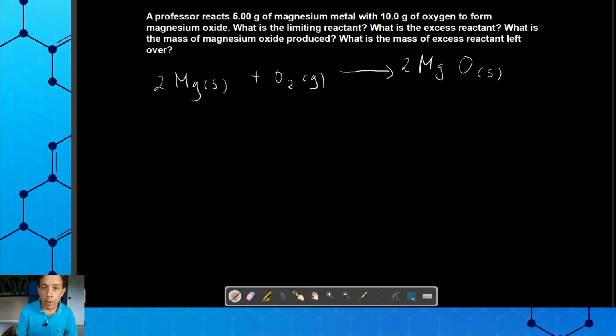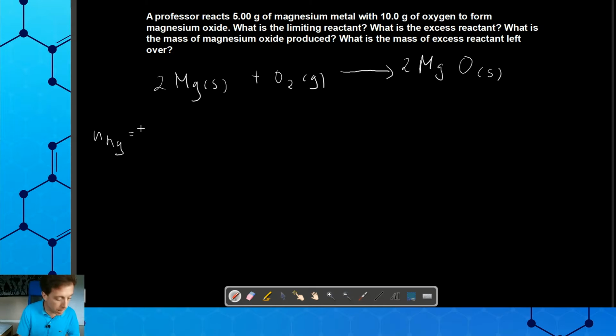So now we need to figure out, okay, how many moles of magnesium? So we've got grams of magnesium and grams of oxygen. Now this chemical equation only speaks in the language of moles. So we need to convert these grams of magnesium to moles of magnesium, and these grams of oxygen to moles of oxygen. So let's start off with the number of moles of magnesium.